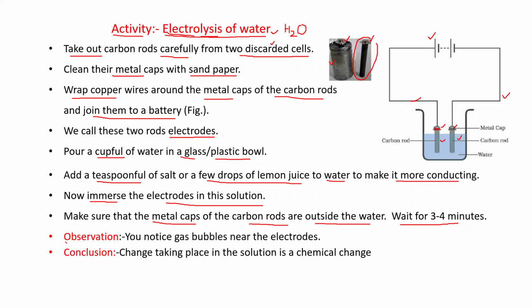Now, what will be the observation? You notice gas bubbles near the electrodes. Now, what is the conclusion? The change taking place in the solution is a chemical change. In lower classes, we have already discussed what a chemical change is: a process in which new substances are formed. As we discussed, when we pass electricity through water, water will decompose to give hydrogen and oxygen.